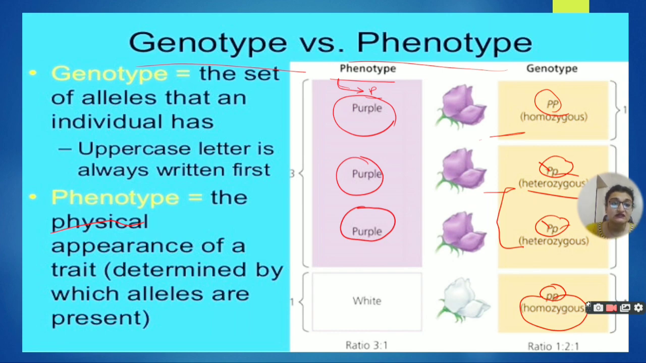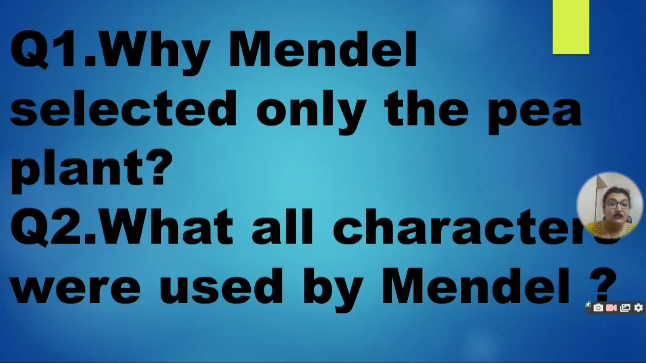Now, these are the major terms that we need to study while keeping in mind chapter number 9. Important topics done. Now, let's take a very important character, who is Mendel? And why did he select only the pea plant, and what all characters were seen or used by Mendel?